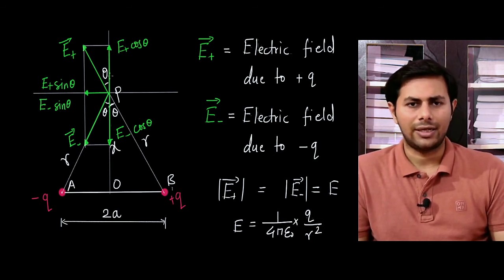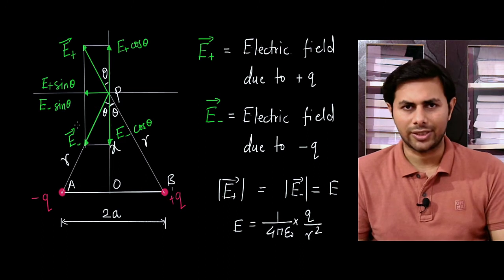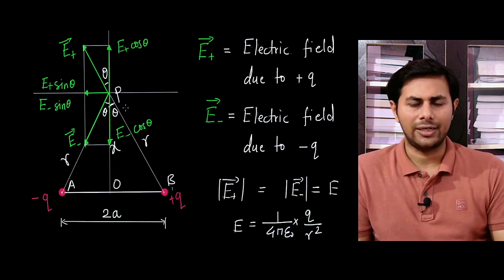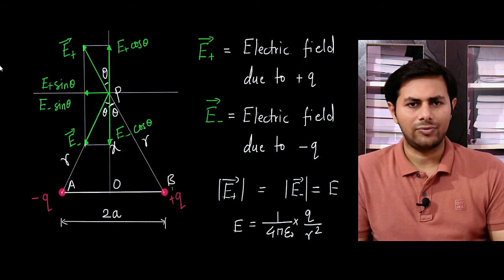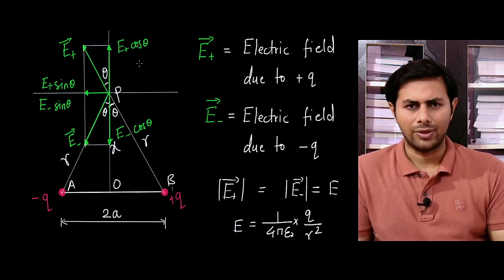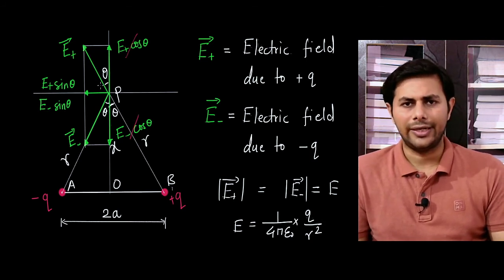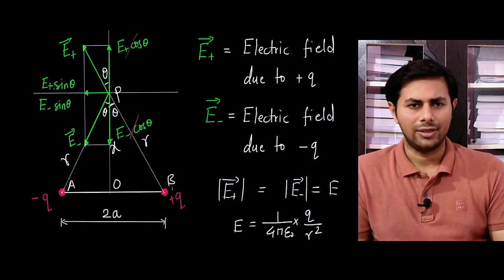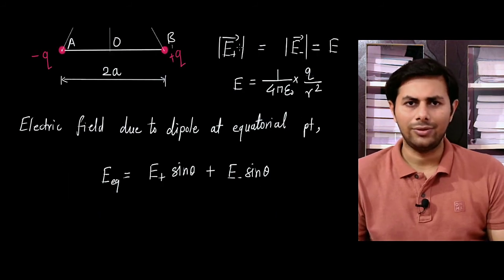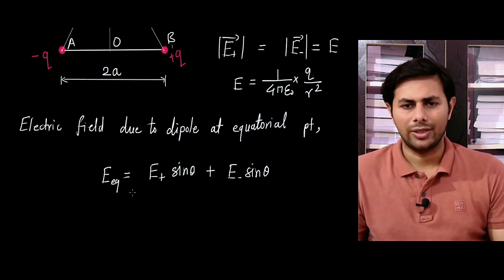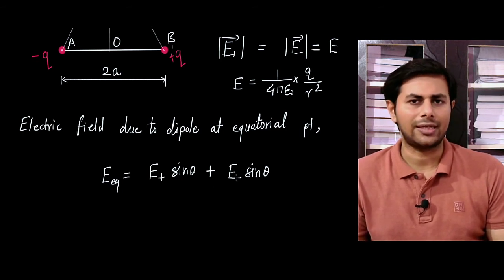And here we see that the vertical components of E plus bar and E minus bar are directed opposite to each other, and since E plus and E minus have the same magnitude, these vertical components have the same magnitude too, and therefore we can cancel them out. Therefore the net electric field is in the horizontal direction, and it is the sum of E plus sin theta and E minus sin theta. So the electric field due to a dipole at an equatorial point, E suffix eq, is equal to the sum of E plus sin theta plus E minus sin theta.